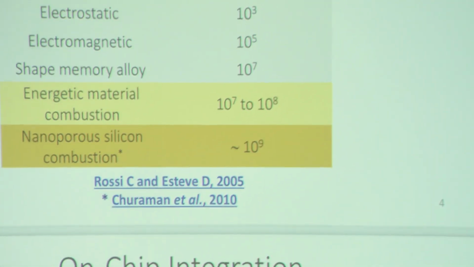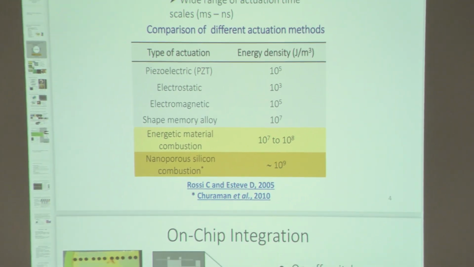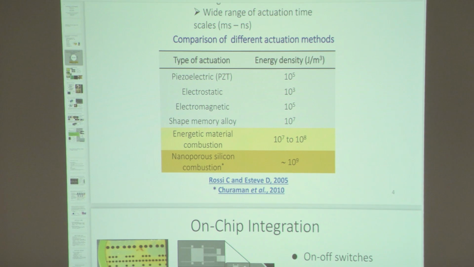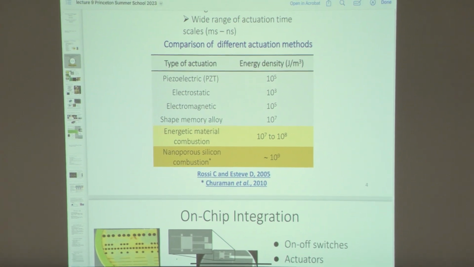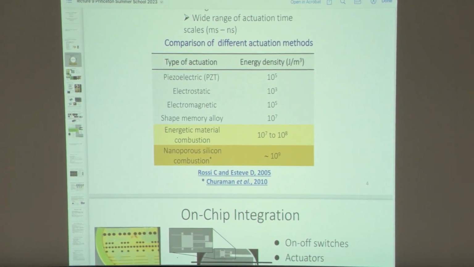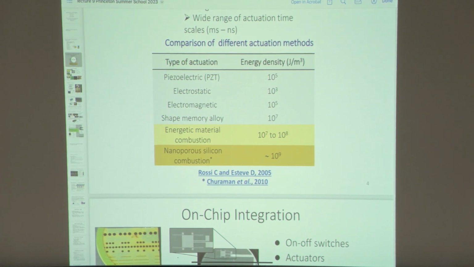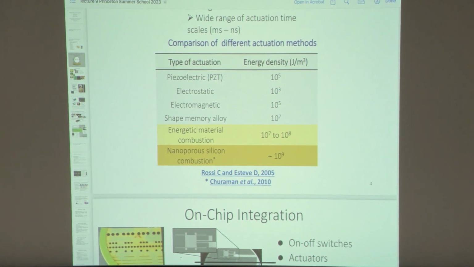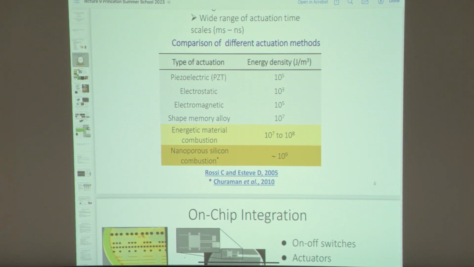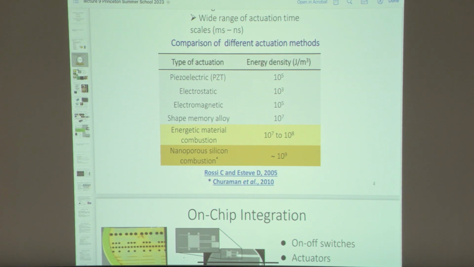I'll stop within 2 slides here. But here are energetics, again, looking at energetic materials versus other ways of storing energy. So if I look at piezoelectrics, the energy density is like 10 to the 5th joules per meter cubed. Look at electrostatics, electromagnetics, shape memory alloys, energetic combustion, nanoporous silicon. You can see the energetic materials store an enormous amount of energy compared to those other mechanisms. And so now the question is, how can I start using that material at a small scale?